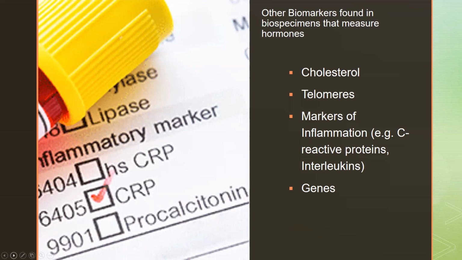And again, that's really important when we're thinking about the questions that we want to ask. So for instance, if we are interested in studying stress, think about other things that can be affected by stress when you're picking your biomarker. Things like blood pressure, things like cholesterol, things like weight gain, all of these things can relate back to stress, but it's not necessarily something that we measure in a biospecimen.